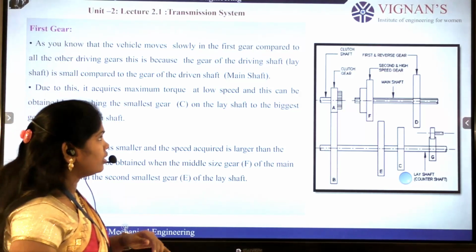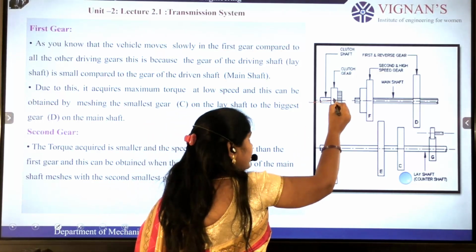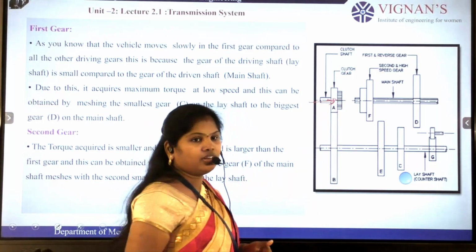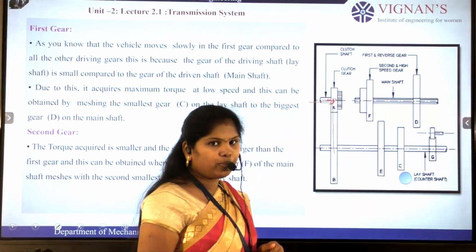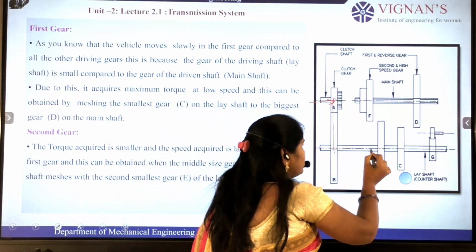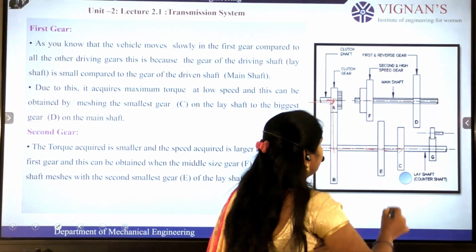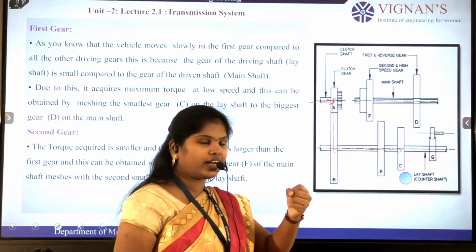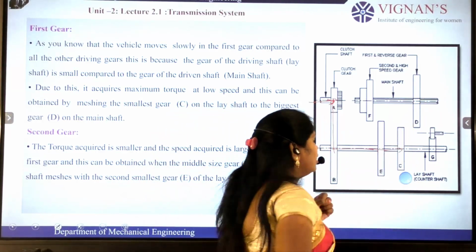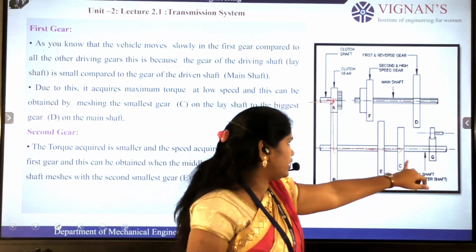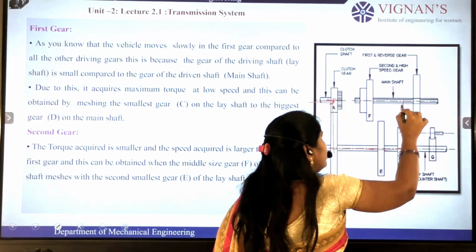How will the first gear be applied to the vehicle? The power is coming from the clutch shaft. The power is transferred to gear B. Next, it will transfer to gear C. When the driver applies the gear, the movable D gear is attached with the movable C gear. So D will engage with C gear, then the power is transferred to the D gear.